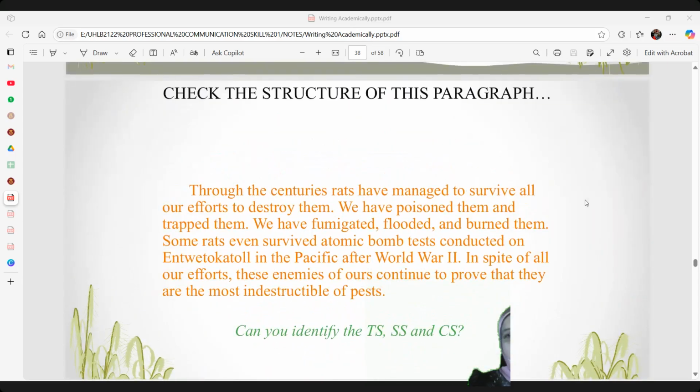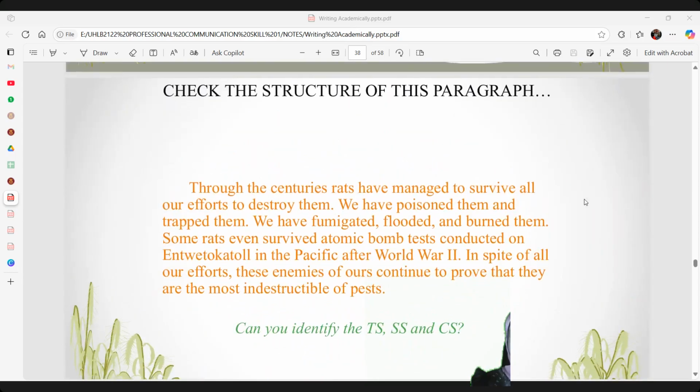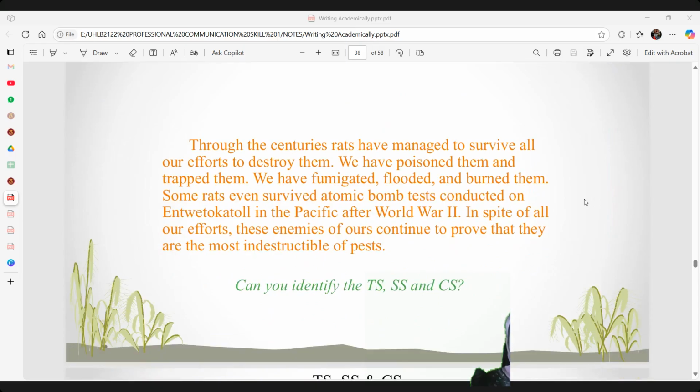Now check the structure of this paragraph. You need to identify the topic sentence, supporting sentences, and concluding sentence.